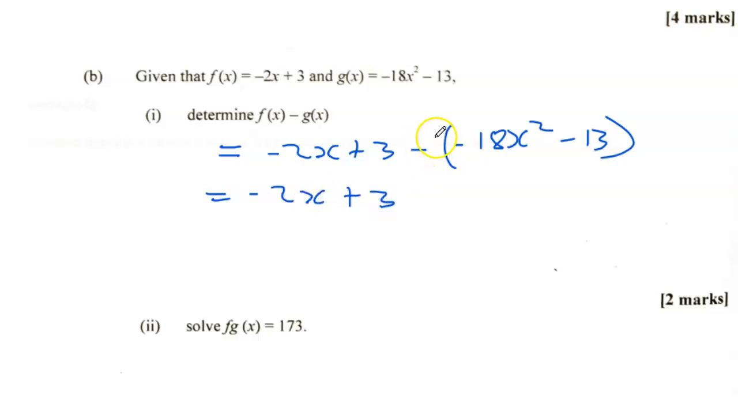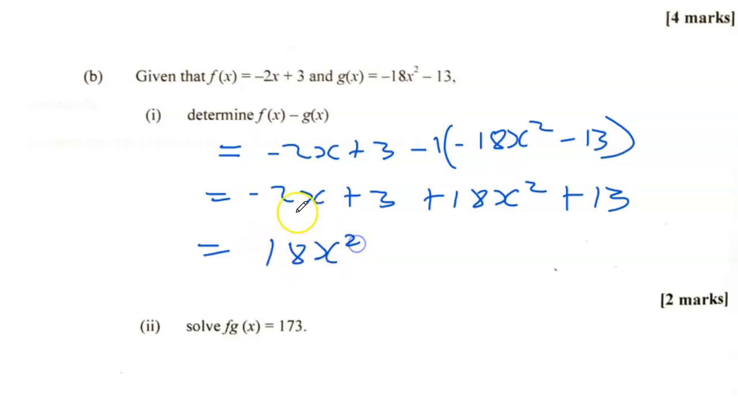We can distribute this negative. Think of it as negative 1 outside there. So we distribute negative 1. We end up with positive 18x squared plus 13. We can group like terms. Now let me put the x squared first. So we have 18x squared, we have minus 2x. And if we group the constants, 3 and 13, we end up with 16.